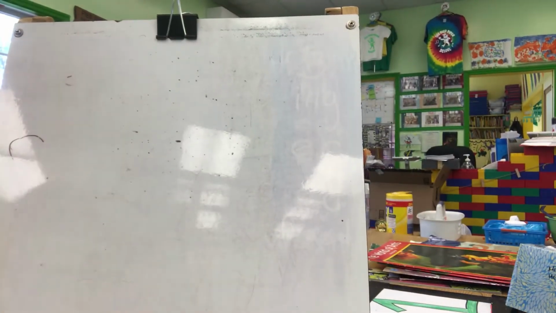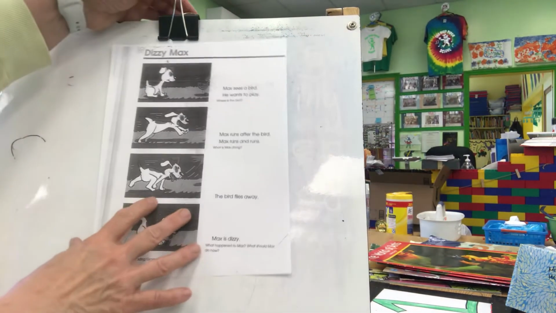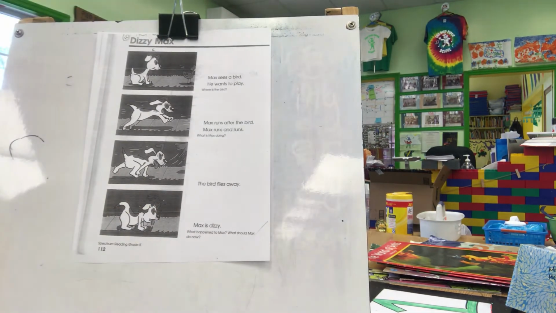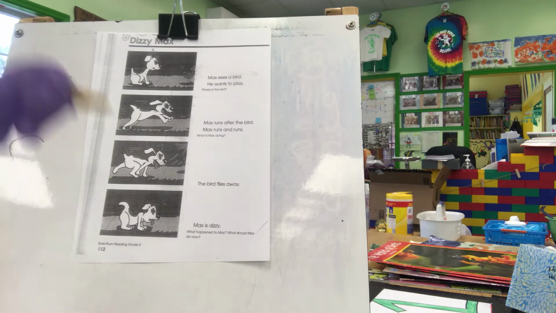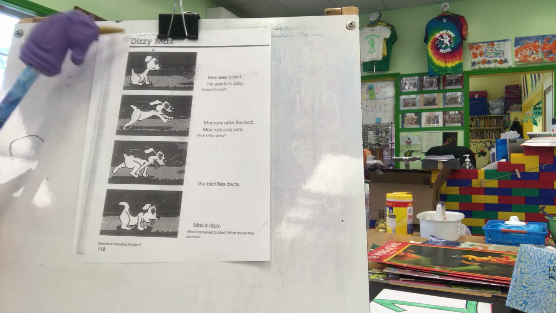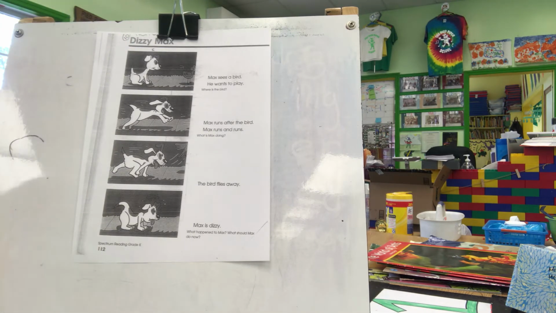All right, group 1 has a story about our favorite character, Max. And I've got my unicorn pointer to help us out today. Let's start at the top. Oh, word alert, word alert, word alert. We don't know that word. Let's sound it out.